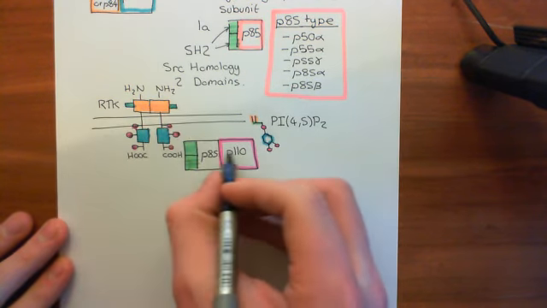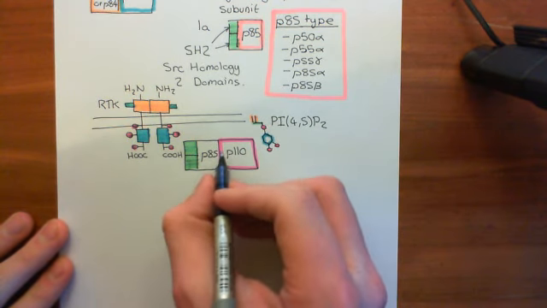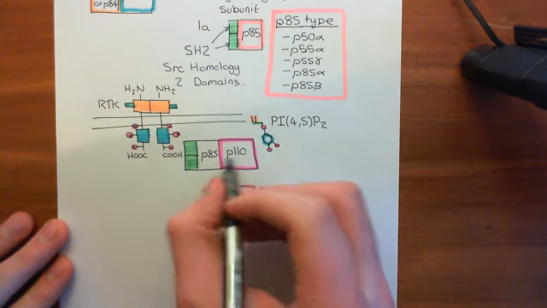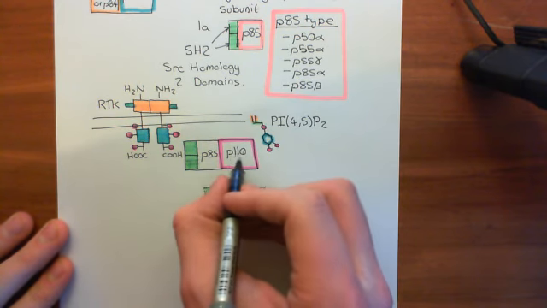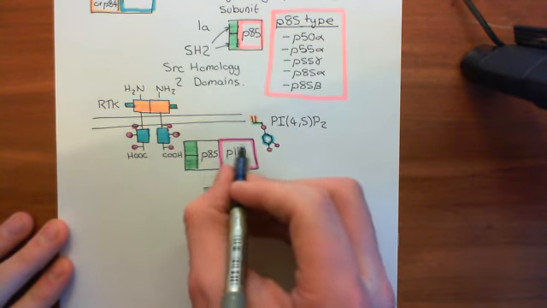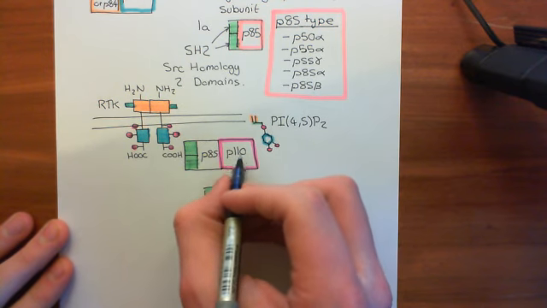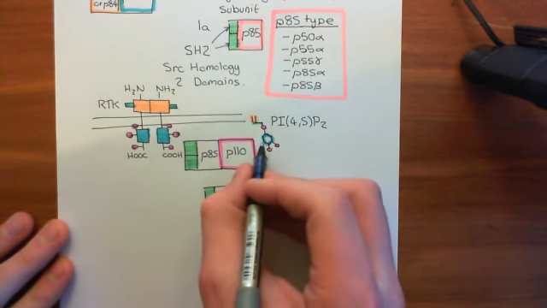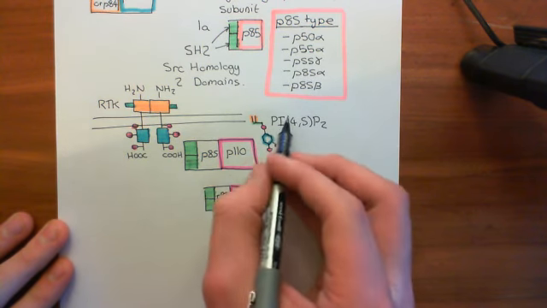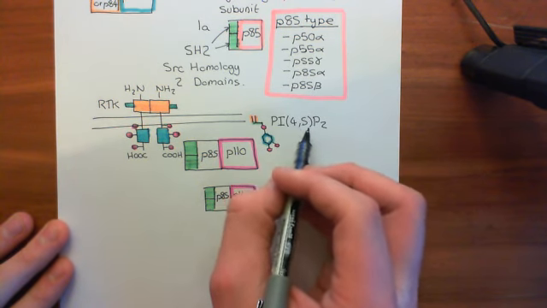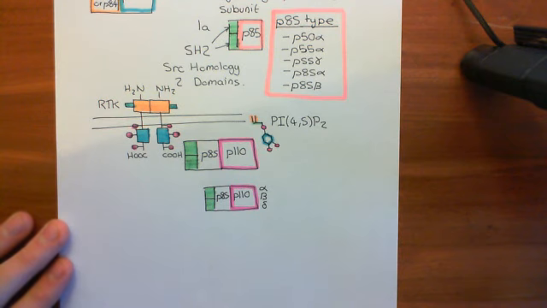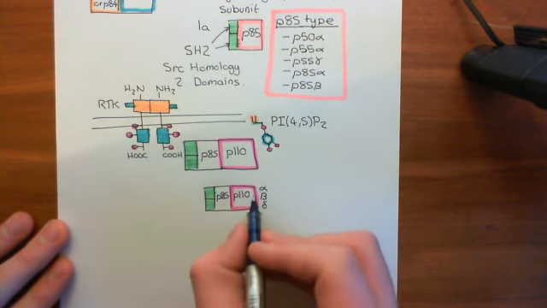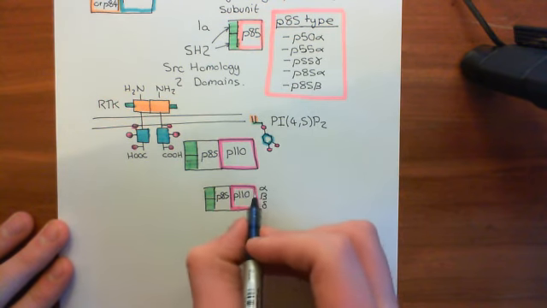In addition, when the P85 binds to the phosphotyrosine residues on our receptor tyrosine kinase dimer here, it will also loosen its interaction with P110. Now, P85 binding very strongly to P110 does inhibit the catalytic activity of P110. So this is the active enzyme which can phosphorylate that third carbon of PI45-bisphosphate molecules.